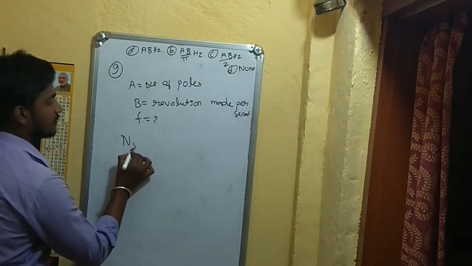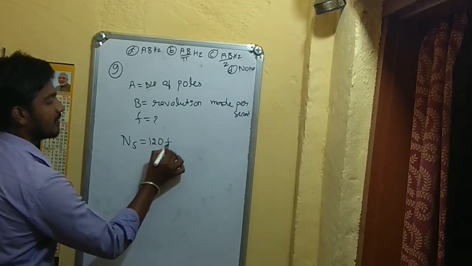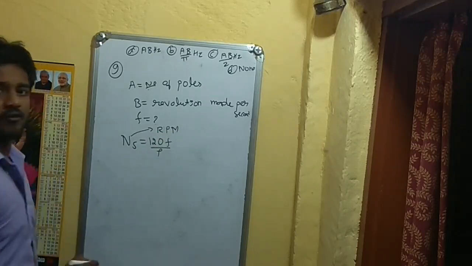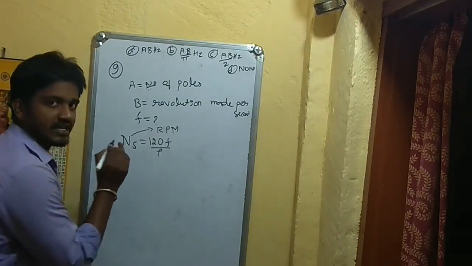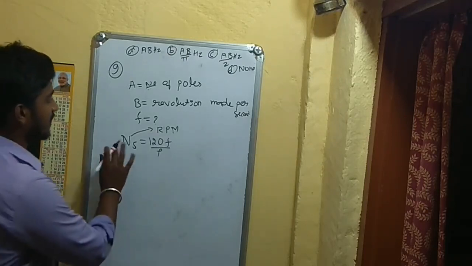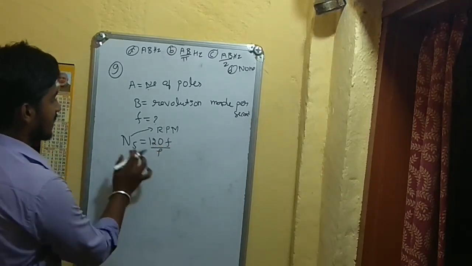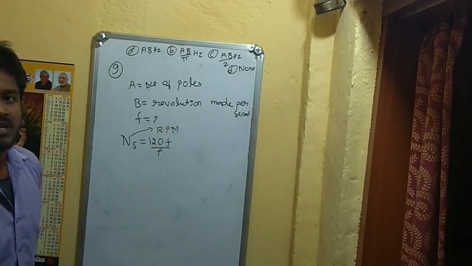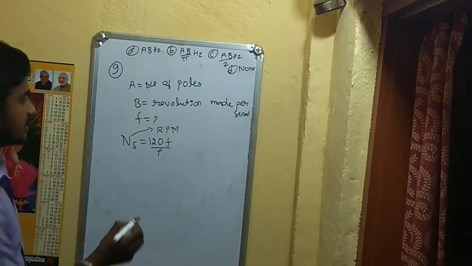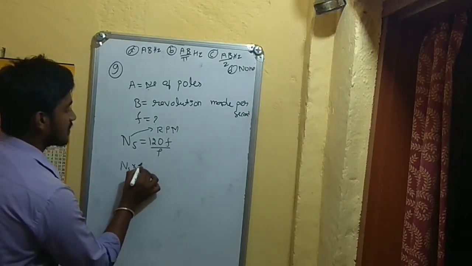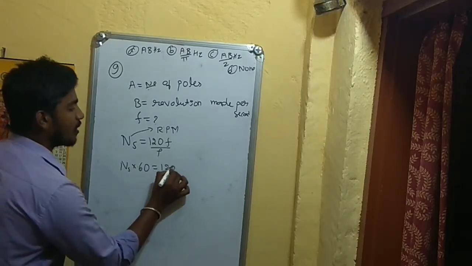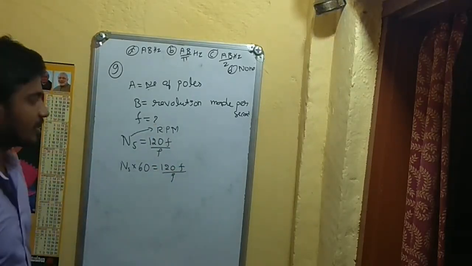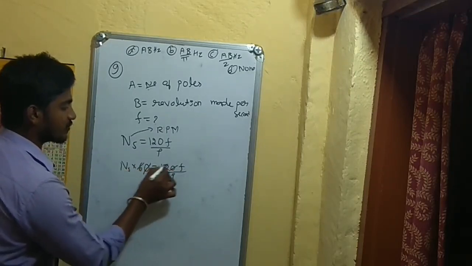We know that Ns is equal to 120 F by P, where N is RPM, revolution per minute. Ns means it is a synchronous speed. Ns is equal to 120 F by P. What is Ns? It is per minute. If you want to convert it into seconds, we know that 1 minute is equal to 60 seconds. So Ns into 60 is equal to 120 F by P. Now it is in RPS because they have given B in revolution per second. This 0 cancels, 6 ones are 6, 6 twos are 12.